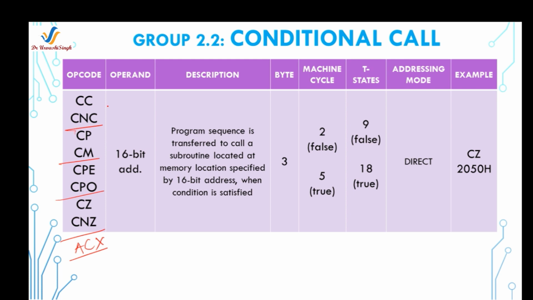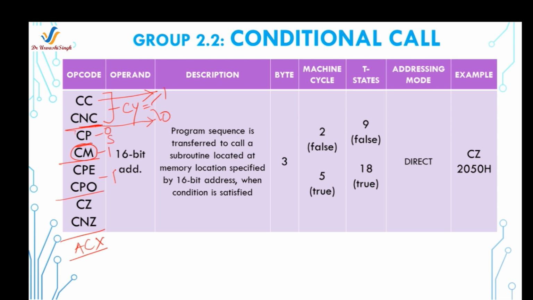CC and CNC are the call instructions associated with the carry flag. If the carry flag value is 1, it means call if carry. If the carry flag value is 0, then call if no carry. And similarly, if the sign flag is 0, then call if positive, and if the sign flag is 1, then call if minus.